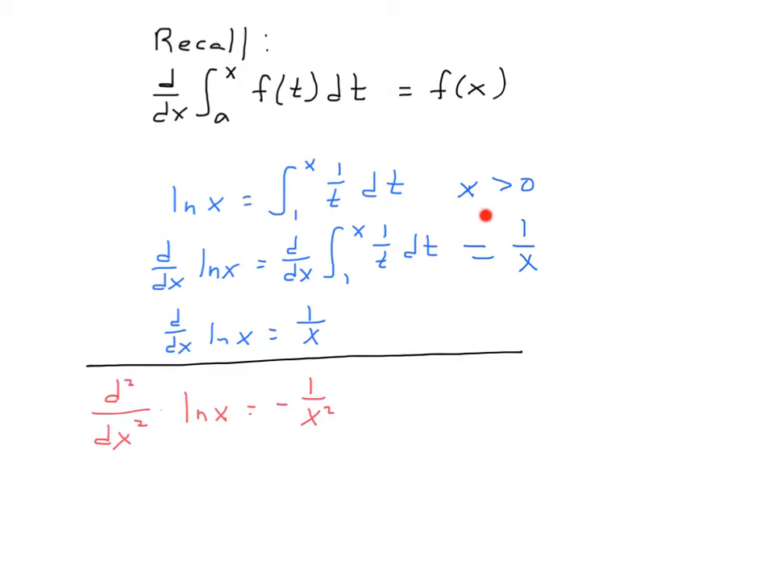Now, a couple other things I want you to keep in mind. Again, remember, x is greater than 0. So this tells us a couple different things. Number one, the derivative of the natural log of x, 1 over x, is always going to be positive. So that tells us that graphically, the natural log function is always increasing. So ln of x is always increasing.